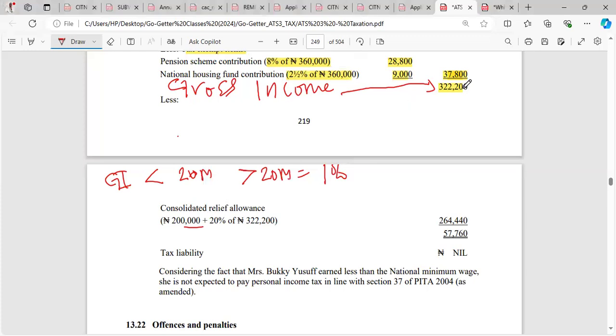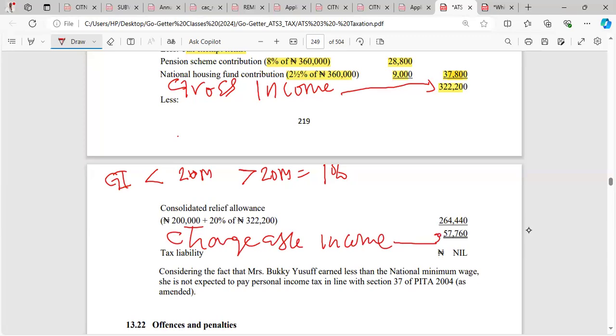So in this case, this figure is less than 20 million. You just take 200,000, you add your 20% of this same figure, and you have this. Now this is your consolidated relief allowance. But you now remove this 264,440 from 322,200, and this is your chargeable income.